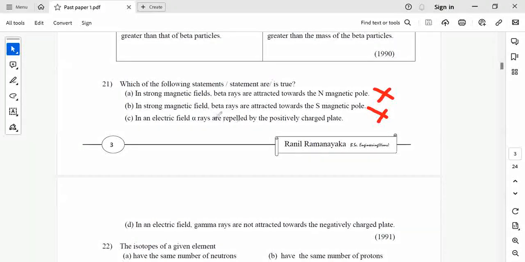In an electric field, alpha is positive, so it is repelled. Therefore C is true. In an electric field, gamma rays are not attracted. Yes, gamma do not possess any charge, so they are not attracted towards any field, any plate. So both are true. CD, answer is 3. So that is true. 21 answer is 3.